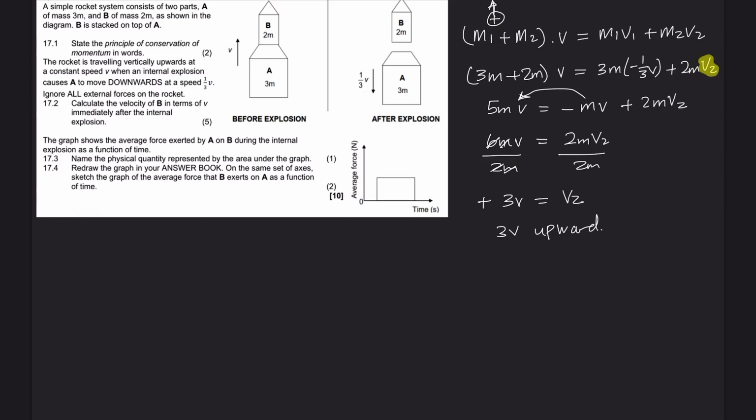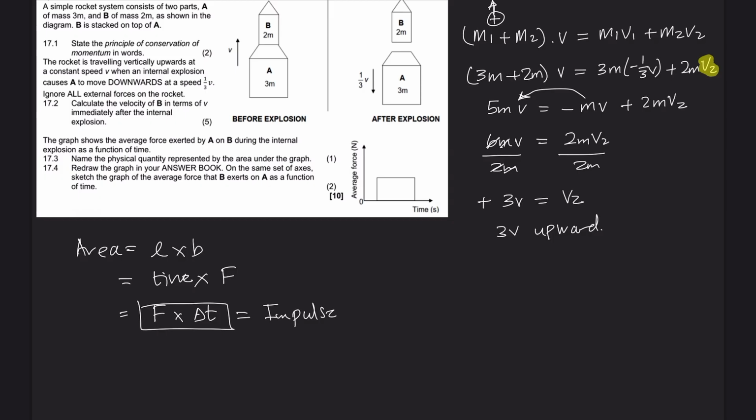Okay, next question reads, the graph shows the average force exerted by A on B during the internal explosion as a function of time. Name the physical quantity represented by the area under the graph. So area is length times breadth. In this case, length is time and breadth is F. Now let's rearrange that. So F times delta t, and we know that F times delta t is impulse. So the physical quantity represented by the area is the impulse.